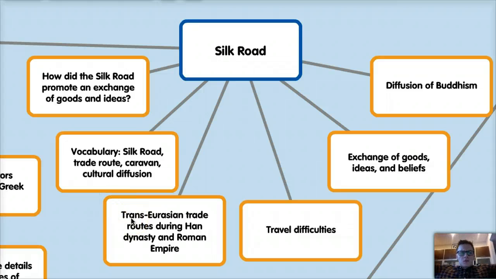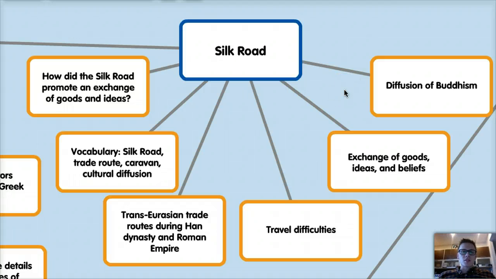Next up, Trans-Eurasian trade routes during the Han Dynasty and the Roman Empire. We're going to talk about some of those. Trans-Eurasian just means it went across Europe and Asia. All right. We're going to talk about some of the travel difficulties that they had. We'll get into the exchange of goods, ideas, and beliefs. So what kind of exchanges they had. We'll also talk about the diffusion of Buddhism.